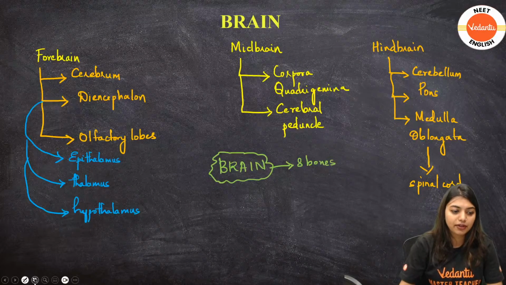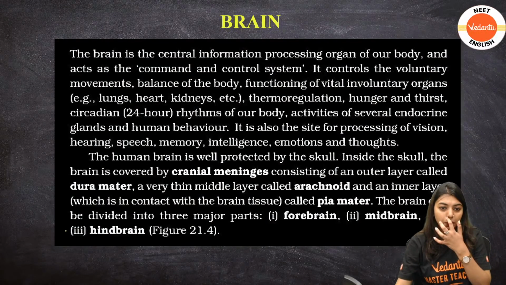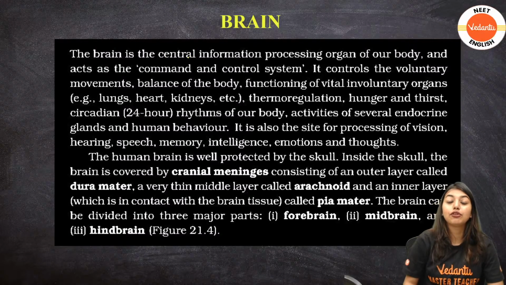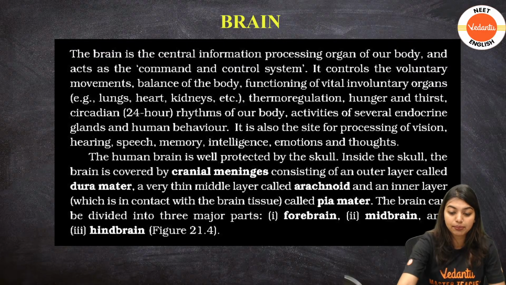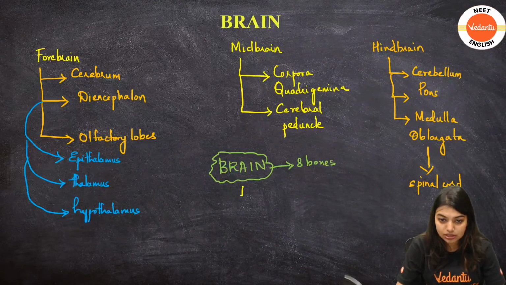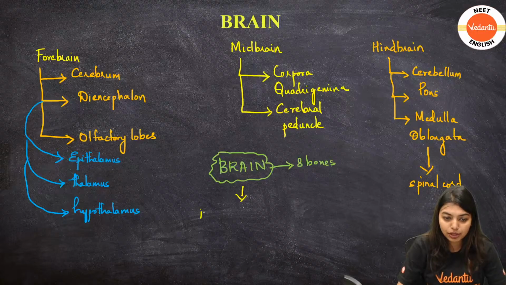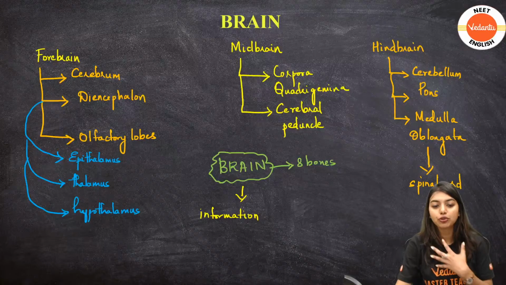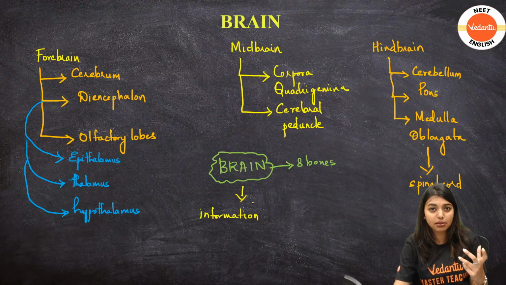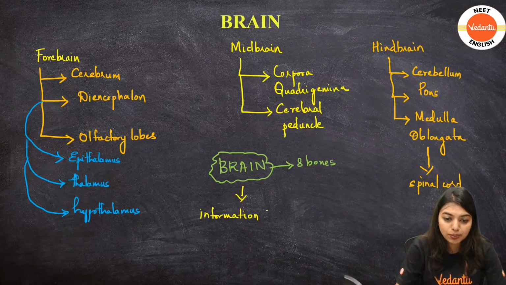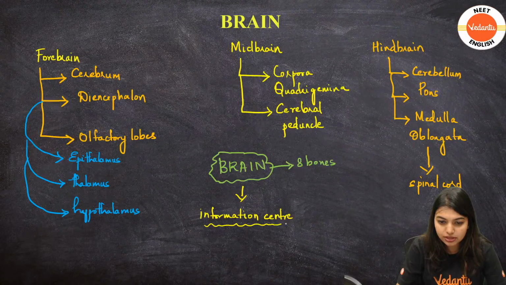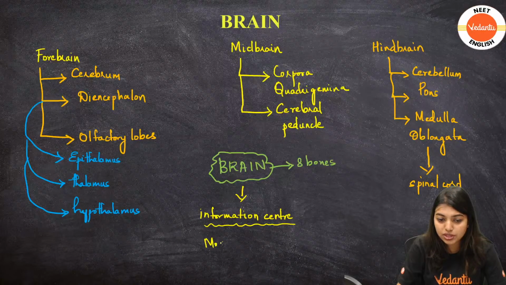Okay, 8 bones. Fine. Now that you have understood this, let's read what is told by your NCERT about meninges. Yes, the brain is the central information processing organ. Very, very important. Let's also write it here. Brain. What does it mean? It has all the information that is necessary and unnecessary, right? Every human has a lot of unnecessary memories and necessary memories in the brain. Everything is stored there, right? So brain is an information center, and it is the most important part, right?